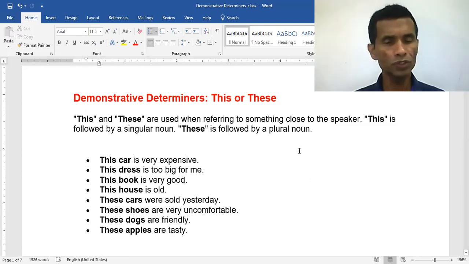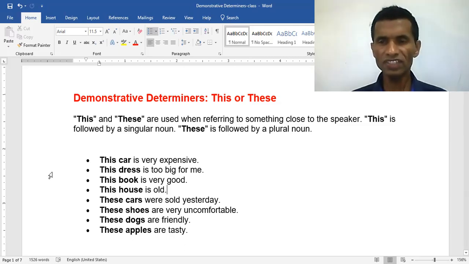Today I am going to teach you about this, these, that, and those. This and these are used when referring to something close to the speaker. That means we use this and these when we talk about something close to us.